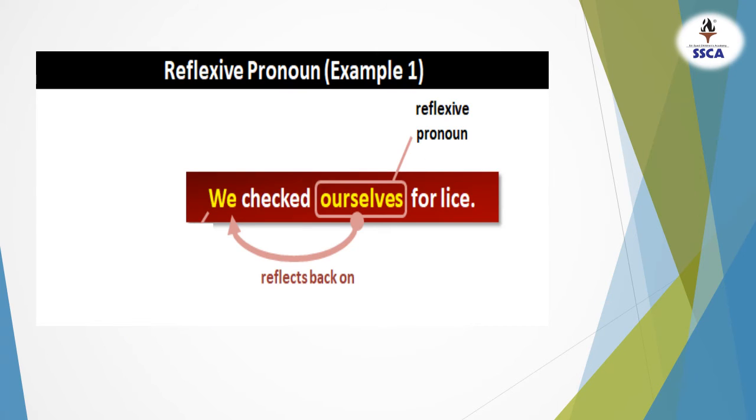Well, the third type of pronouns we are going to study are reflexive pronouns. As you can see in example number 1 of a reflexive pronoun, we checked ourselves for lice. Here, ourselves is reflecting back to our subject we. Now let's take some examples to understand.